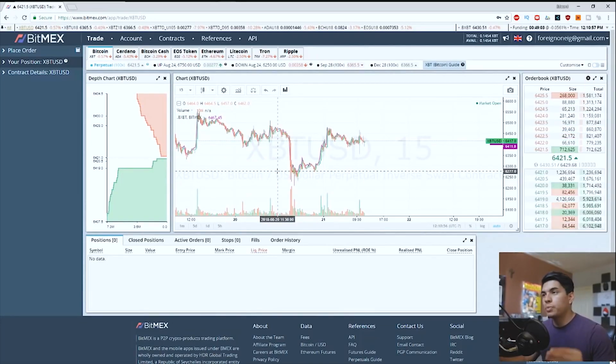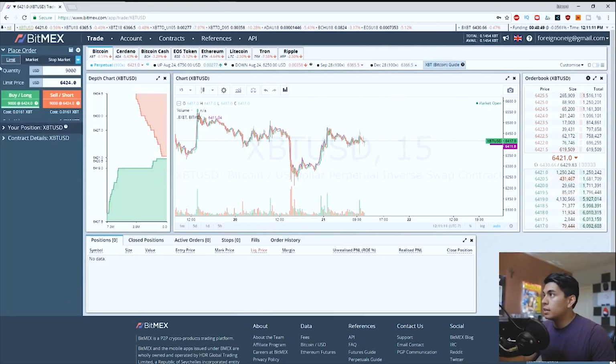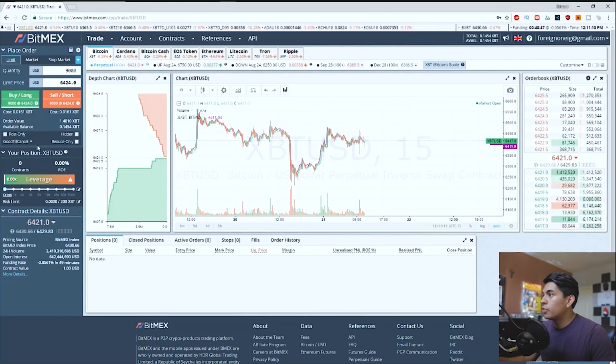All right, so let's actually make a trade. How do we set up a trade? How do we go about that? In order to make a trade, we need to have these popped up right here. You're going to have the 3 tabs: your place order, your positions, and your current details. So let's start with the place order.